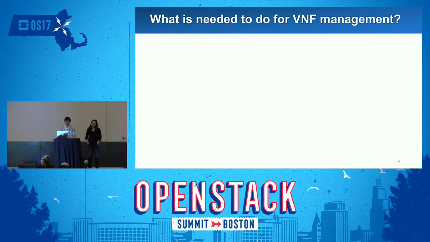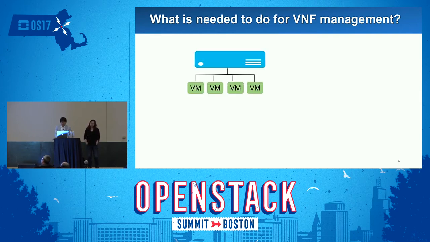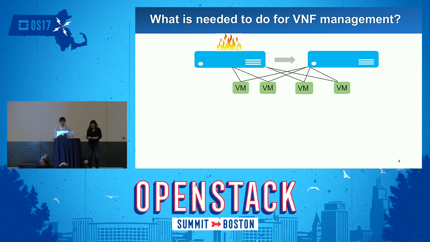Okay, for VNF management, what do we need to do? Of course, VNF lifecycle management is very important, and it's already supported by the Tacker project. Besides it, for example, there is a virtual load balancer working there, and there are many VMs running under the load balancer. If the number of VMs keeps increasing, the load balancer will be overloaded and the performance will go down. At this time, we need to scale out a new load balancer to solve this problem. All these jobs should be done automatically, so we need the VNF to be auto-scaled.